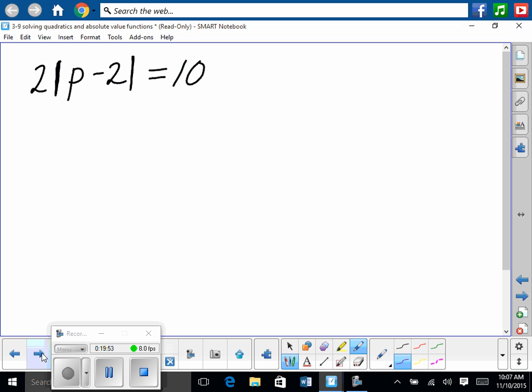Here's my first example. I'm not doing any from the worksheet because these are so easy that you need to practice them on your own. Okay, so everybody look at my example. 2 times the absolute value of p minus 2 is equal to 10.